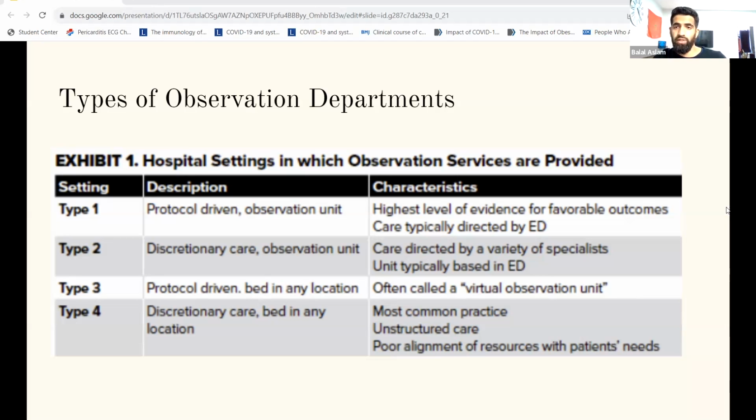Type 4 units are the most common type of unit. They are not protocol based and they have patients boarding in any location inside the hospital. These units have some downsides because the patients are often treated similarly to inpatients, and it's kind of hard to train the staff to be aware of which patients are inpatients and which are OBS because they're all in the same place.